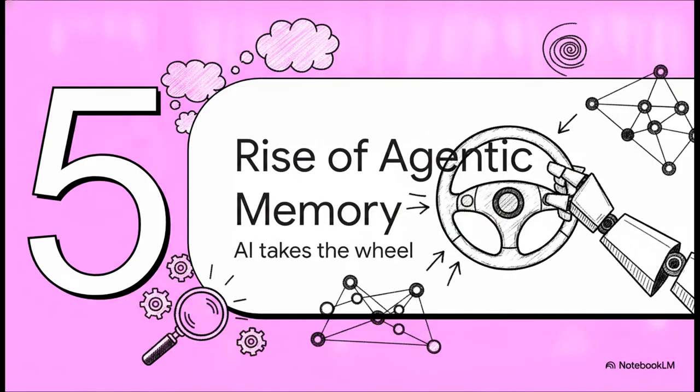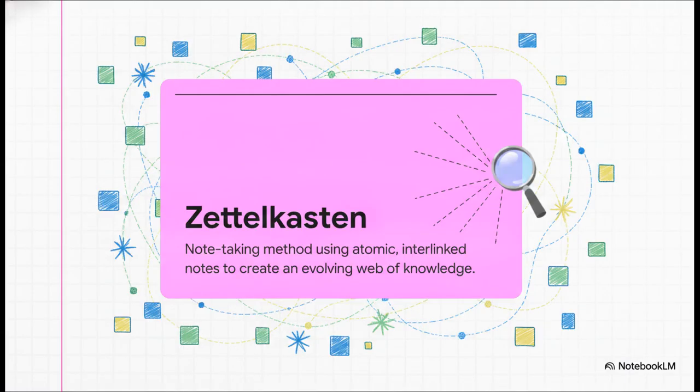Let's move on to part 5, the rise of agentic memory, or giving the AI the steering wheel. Okay, so what we just looked at was standard RAG, humans passively feeding the AI context. But right now, we're undergoing a massive paradigm shift, where the AI proactively hunts for its own memories. To make this happen, developers actually looked backwards to a historically proven human note-taking method called Zettelkasten. It's an old system based on atomicity, which just means keeping notes strictly to one single idea, and then linking them together to create a dense web of knowledge.